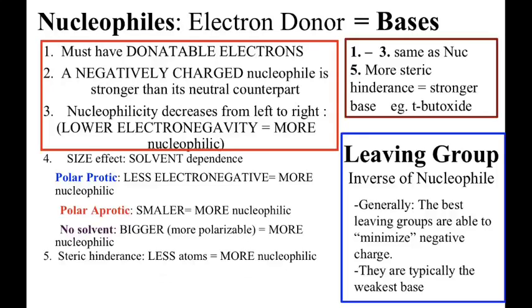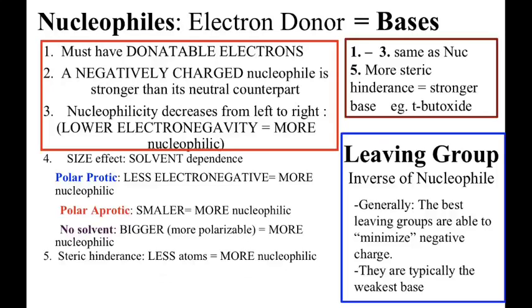nucleophiles, bases, and leaving groups. We've got the three primary rules with your nucleophiles. You must have donatable electrons. It must be negative, or a strong one will be negatively charged, and typically the lower electronegativity, the more nucleophilic. Okay, so those are your primary rules for nucleophiles, and for that matter, for bases.